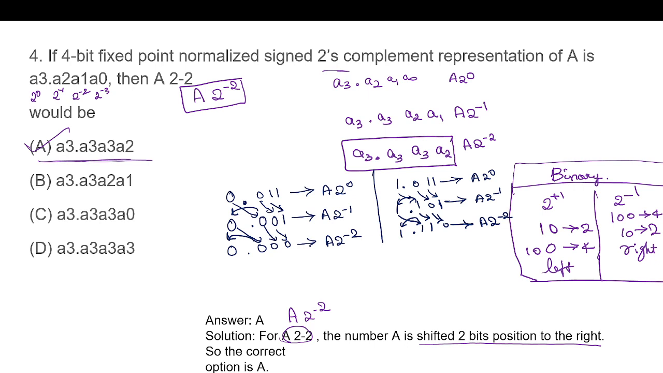Shifting 4-bit positions means? Like A into 2 to the power minus 4. Okay, ma'am. If you shift it again, then the magnitude will be completely lost. You will see only the sign bit getting repeated.